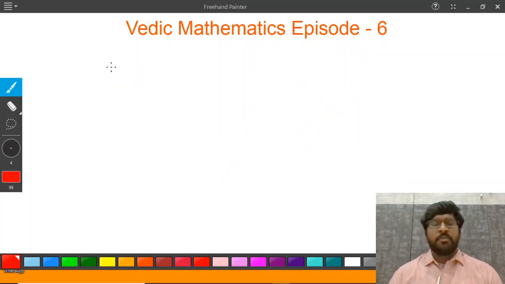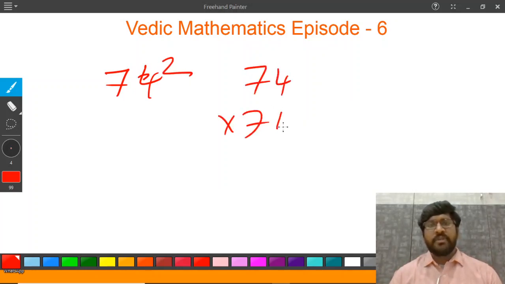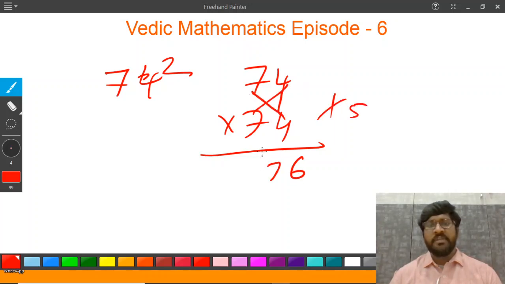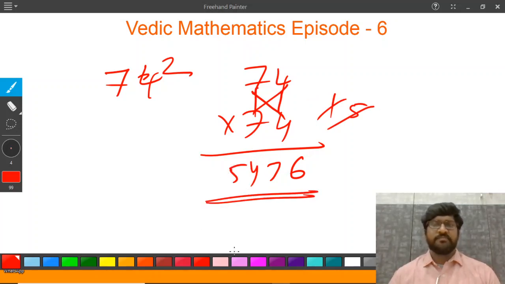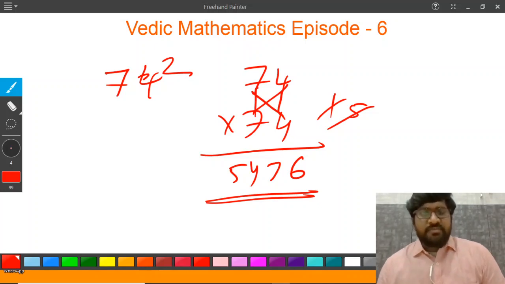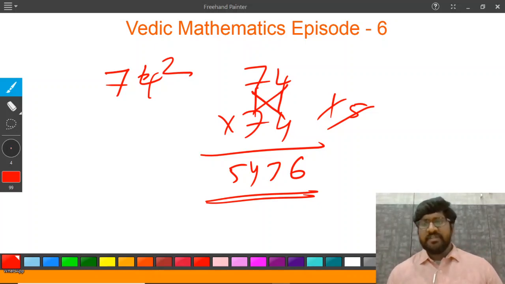Let me consider one more. Let's say you want to find the square of 74. 74 square is nothing but 74 into 74. So 4 4s are 16, 1 carry 6 here. Next diagonal 28, 28, 56 plus 1, 57, and then 49 plus 5, 54, so 5476. This is just like multiplying 74 twice to find the square, right?